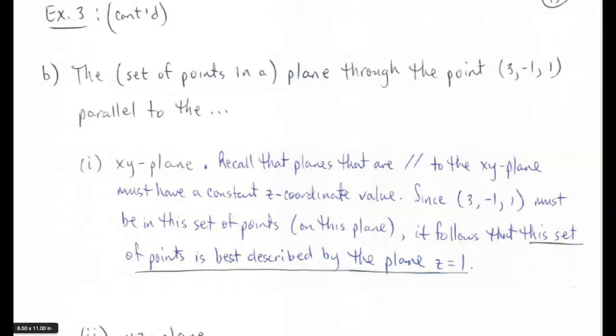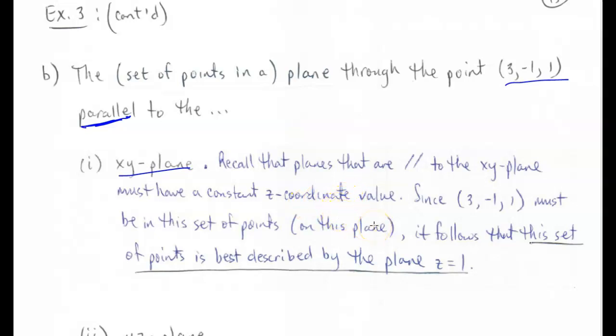Okay, so for our next round of examples here, within example 3, we see that we want the set of points in a plane where that plane goes through this particular point, but it's going to be parallel to, notice that the wording is changed, not perpendicular, but now it's parallel to the xy plane, okay? Now we recall that planes that are parallel to the xy plane must have a constant z coordinate value, okay?